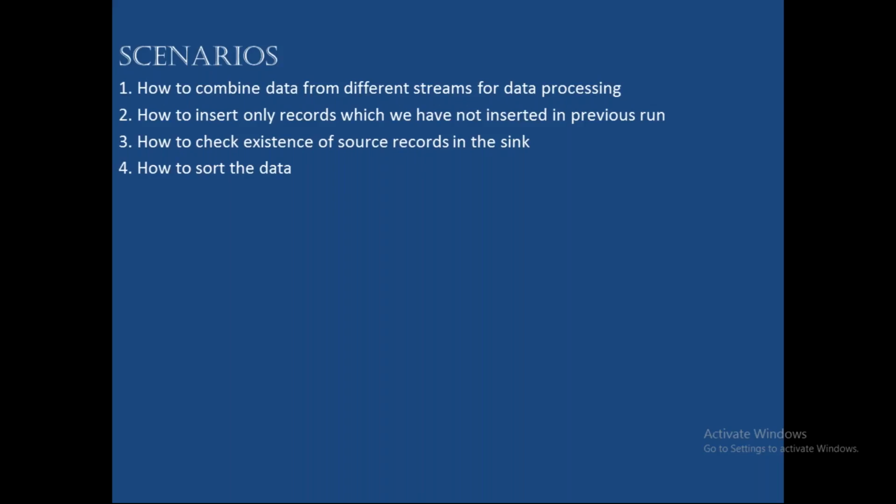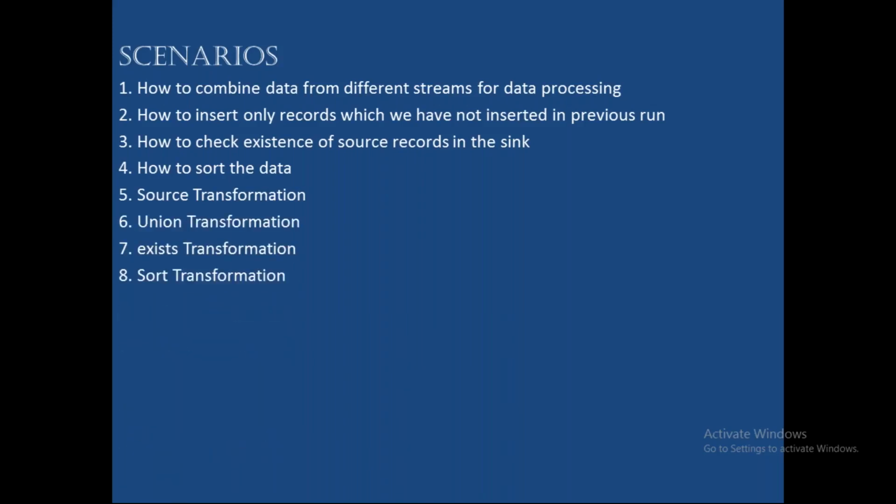Once you fetch those 60 records, you can sort the data if you want, then load it into the sink. In this particular case, I'm going to use source transformation, union transformation, exists transformation, sort transformation, and sink transformation. In today's lab we are going to learn these 5 transformations.